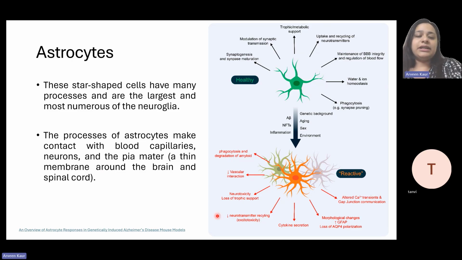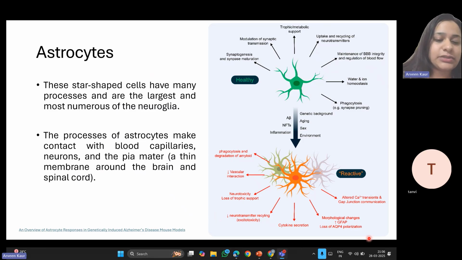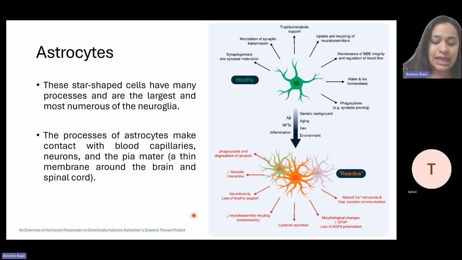Now, I have picked this up from a review article titled An Overview of Astrocyte Responses in Genetically Induced Alzheimer's Disease Mouse Models. You can see that in a neurodegenerative condition such as Alzheimer's disease, what happens to an astrocyte, right? There are some changes due to which it becomes reactive. When it becomes reactive, you can see the morphology changes a little. There are many more branches over here now. Then it also starts the phagocytosis and degradation of amyloid, right?